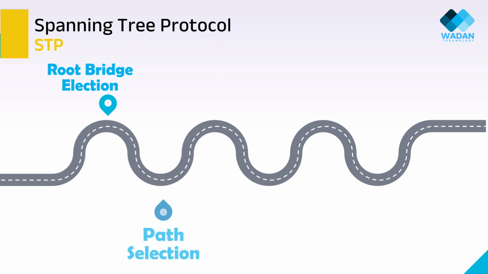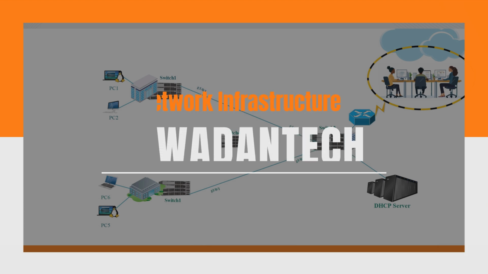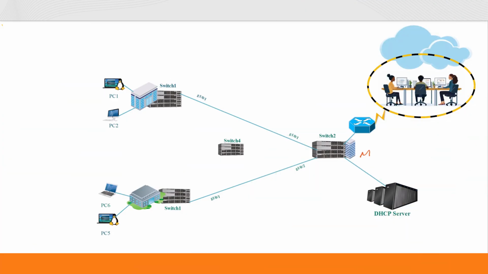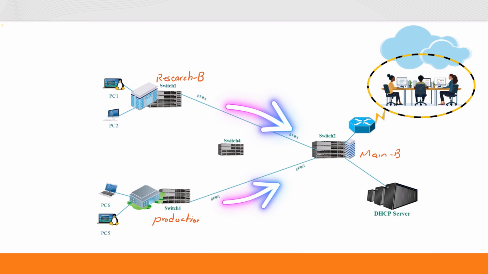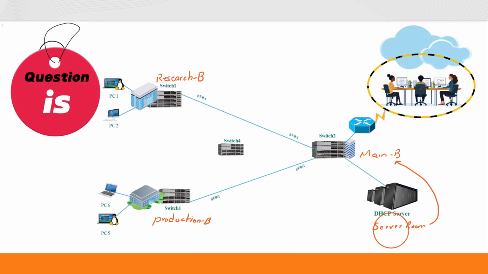In today's lecture, we will cover the following topics for spanning tree protocols. In the following network infrastructure, we have a compound containing 3 buildings. The server room is in the main building, while the research and production buildings are connected to the main building for accessing all network services. Now the question is, what happens if the connection between the main building and the production building is interrupted or goes down?